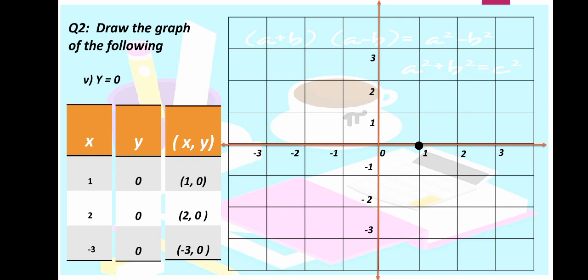x-axis and y is representing 0, and 0 lies on the origin. So 1 and 0 is the ordered pair. Then 2 and 0 is intersecting on this point, so mention the ordered pair 2 and 0. -3 and 0, -3 is representing the negative x-axis value, so -3 and 0 is intersecting on this point, so this is the ordered pair -3 and 0. And after plotting these points, join these points with the help of a straight line, and that is the graph of y is equal to 0.